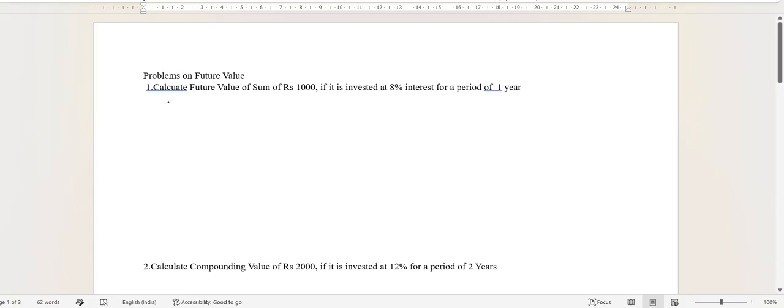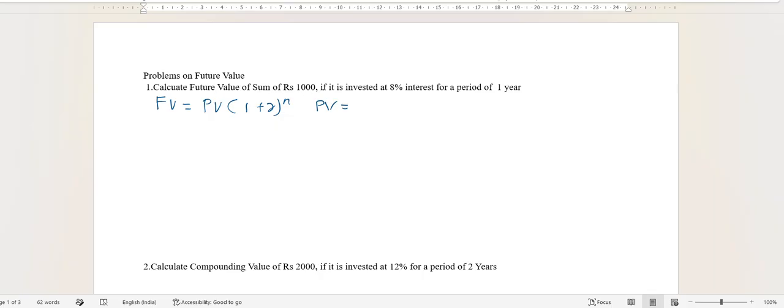Calculate the future value of rupees 1000 if it is invested at 8% for a period of 1 year. Before we begin, we will start with the formula for how to calculate future value for a single payment. Future value is equal to present value, 1 plus r, to the power of n. So here we will understand present value as far as this problem is concerned.